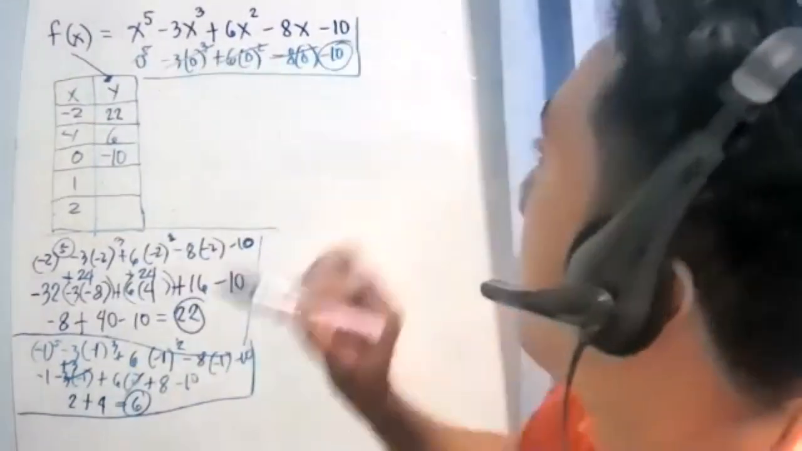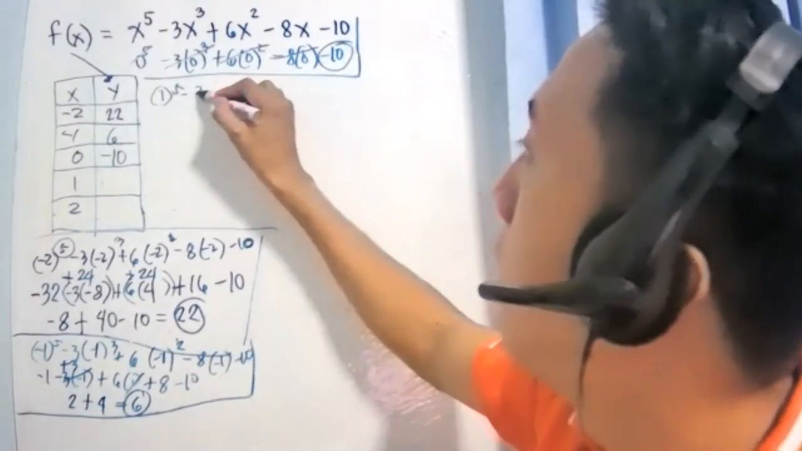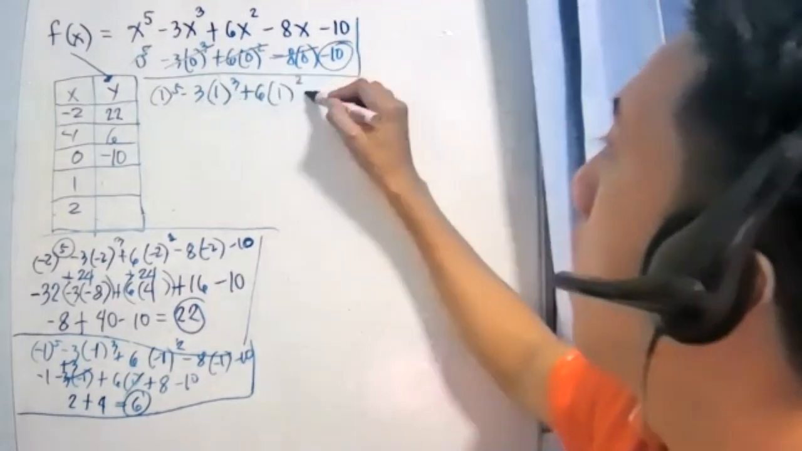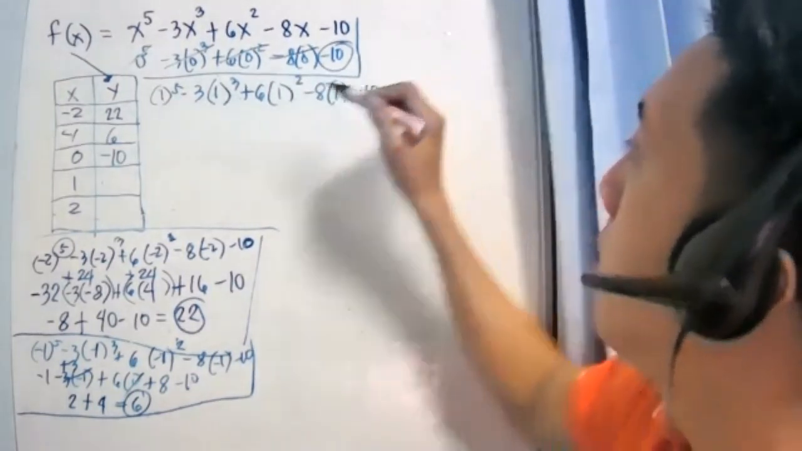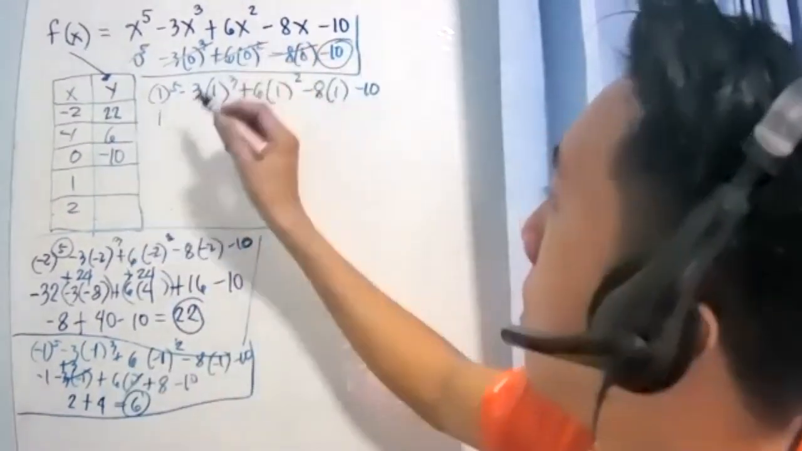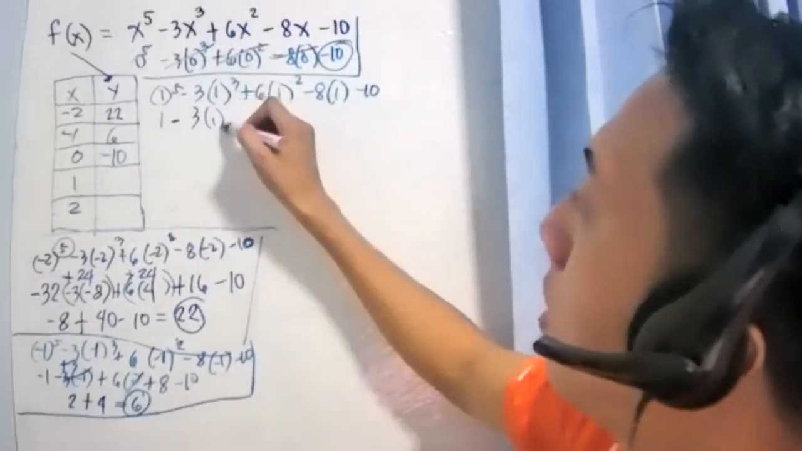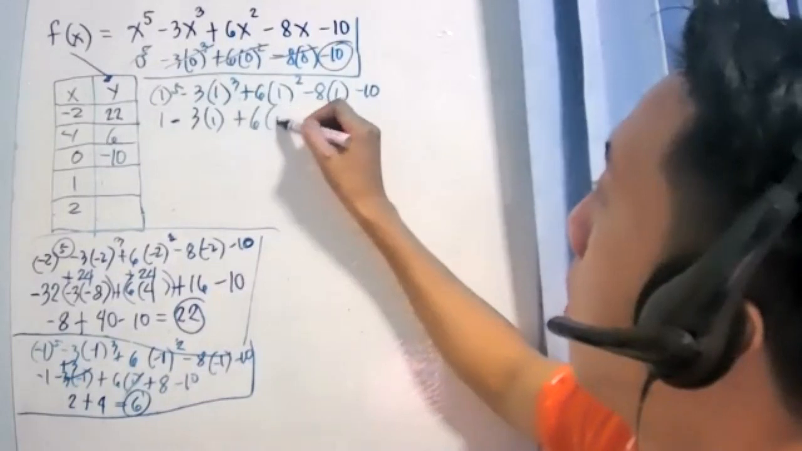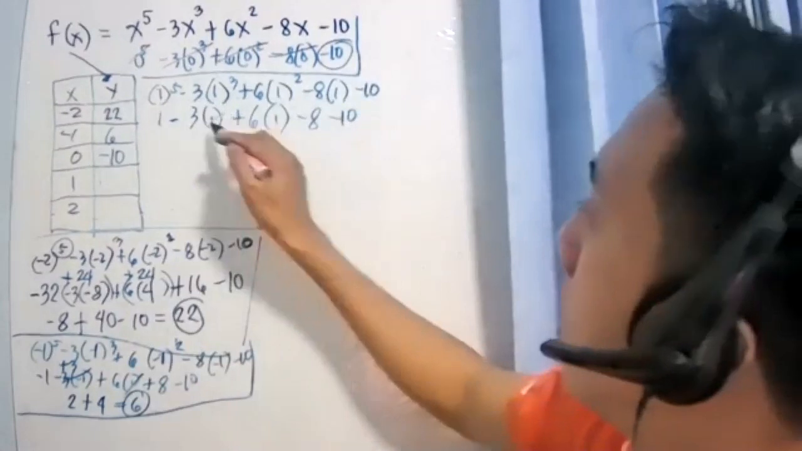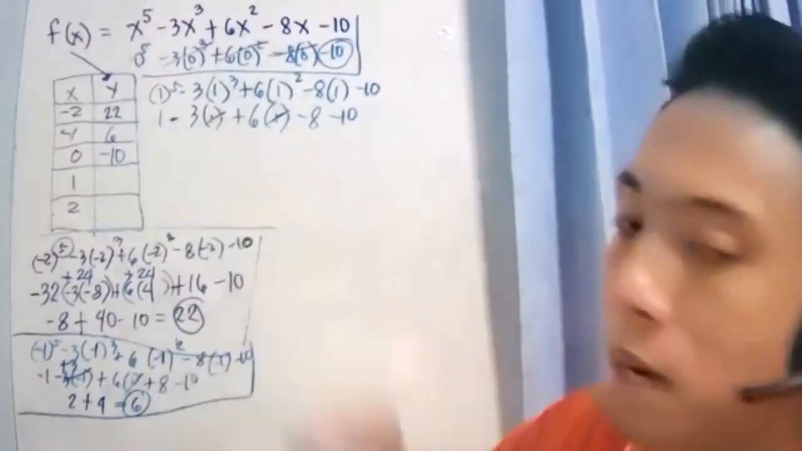Next, positive 1. So 1 raised to 5, negative 3 times 1 raised to 3, plus 6 times 1 squared, minus 8 times 1, minus 10. Okay. 1, since positive naman siya, hindi naman siya magagalaw. 1 cubed, still 1. 1 squared, still 1. 8 times 1 minus 10. Tanggalin na natin yan kasi kahit mag-multiply ka, gano'n pa rin naman ang lalabas.